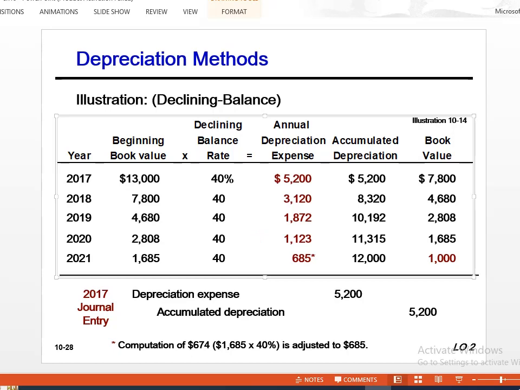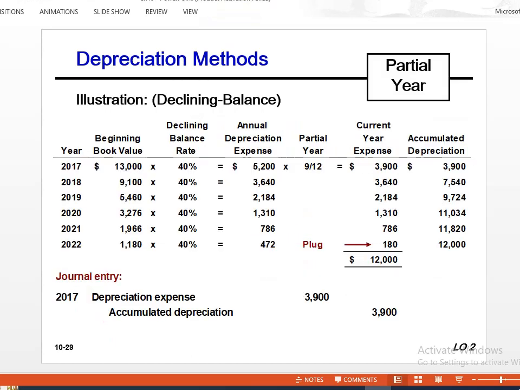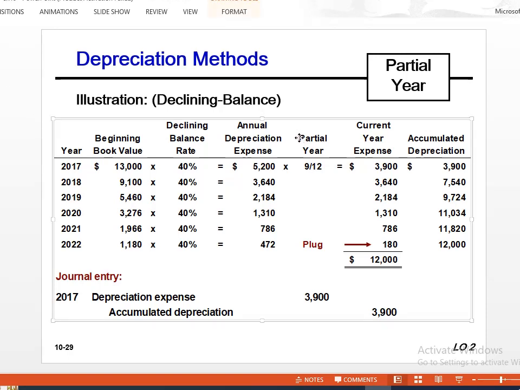Okay. What if you have purchased an asset in the middle of the year or somewhere in between the year, not on 1st of January? So the tabular form will look the same, but we will just add one factor, which is the partial year factor. Okay, so years I'm putting, then the beginning book value I'm putting, then the declining rate I'm putting. I'll be calculating annual depreciation like I told you in the previous slide, like we just discussed. But then I'll be adding the partial year factor.